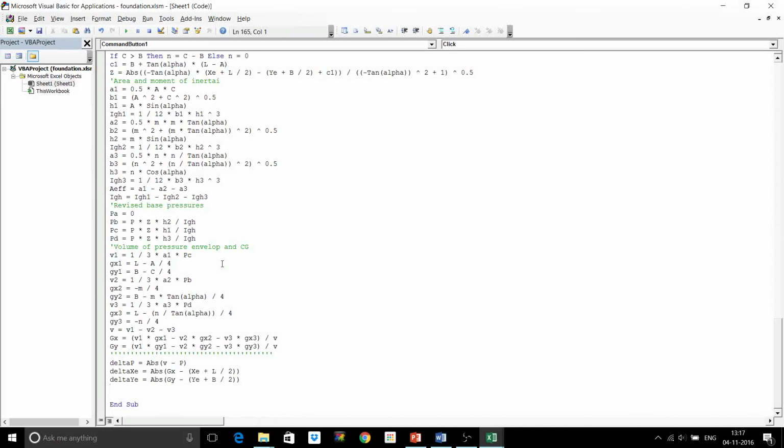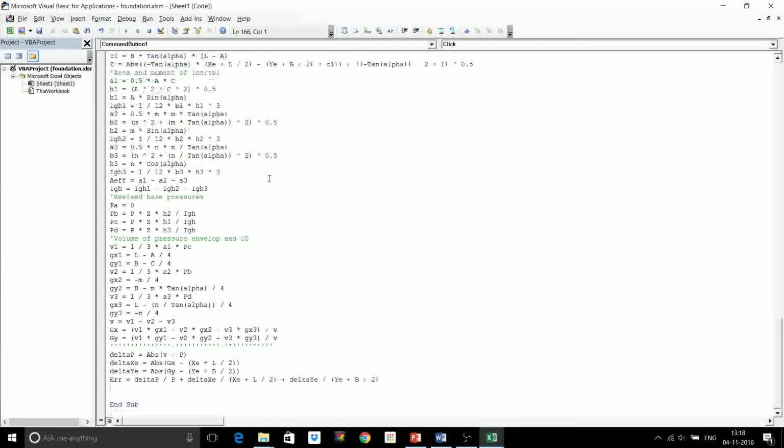Now I want to find out the error, and that is summation of errors is equal to delta P divided by P, plus delta XE divided by XE plus L by 2, plus delta YE divided by YE plus B by 2. And I want to compare this error with the previous error.